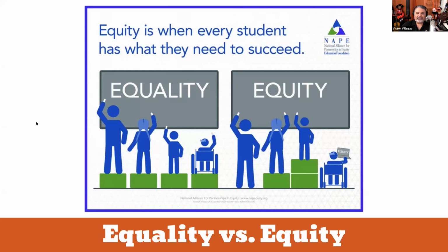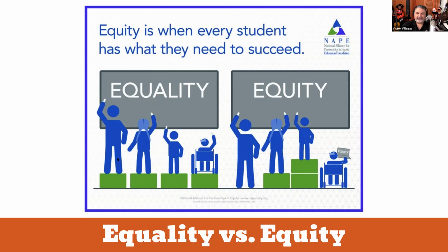And we need to talk a little bit about equality versus equity here. I'm sure you've seen variations of this graphic in the past. Equity is when every student has what they need to succeed. Sometimes we say, well, we all have equal access. Well, that's not equitable. Equity is actually having things in the way people need it, not necessarily that everybody has equal access. That's not necessarily equitable. And this graphic shows you that.